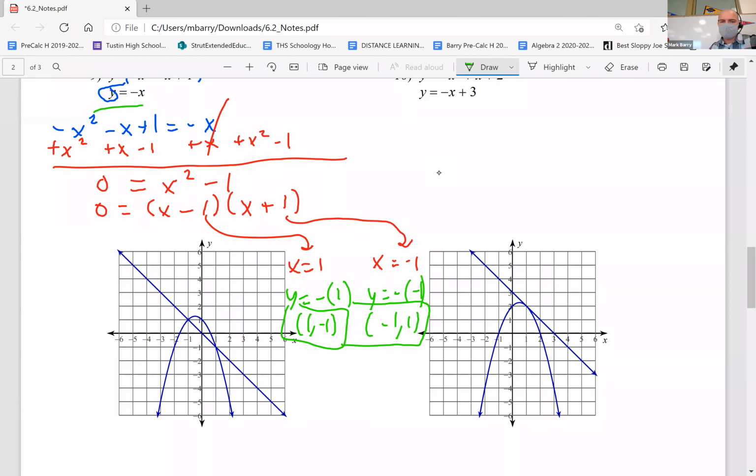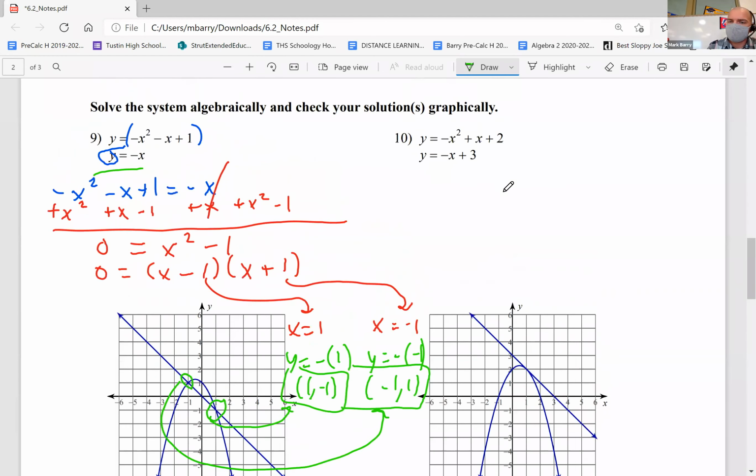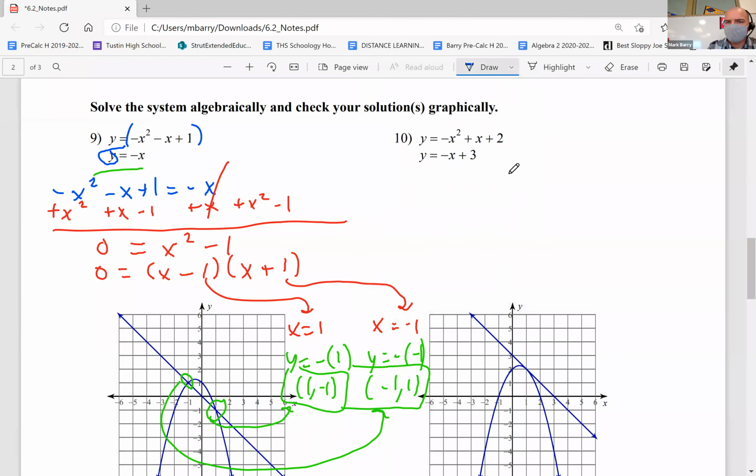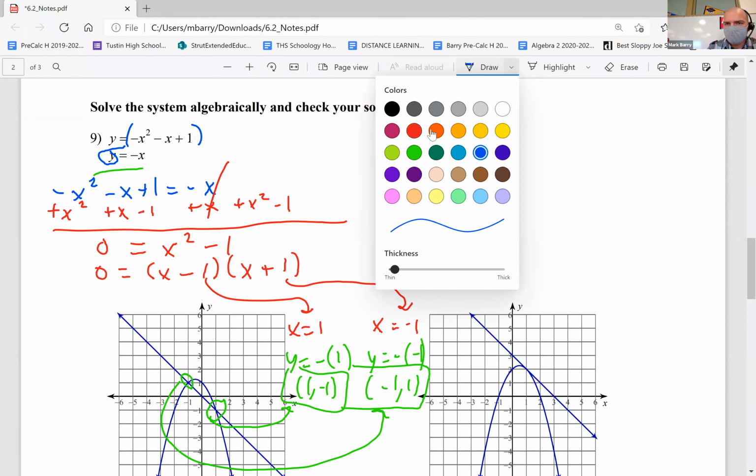Now, do these graphs actually intersect at those points? I would say yes. If you look right here, that's 1 comma -1. And then -1 comma 1 is right there. All right, pretty sweet. All right, let's go and do the next one here.